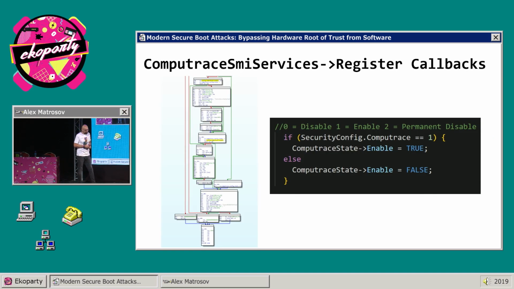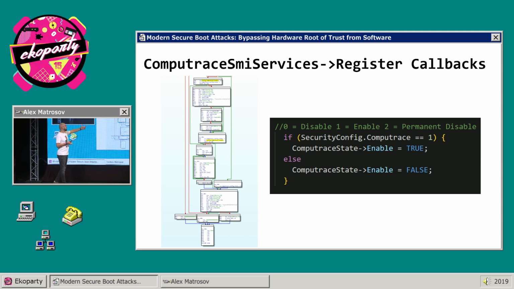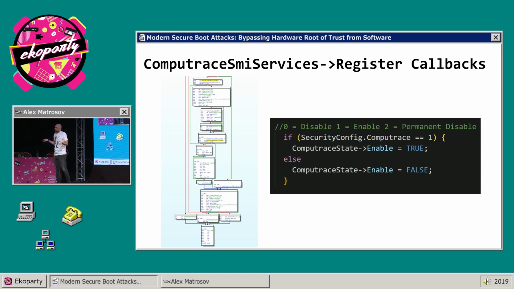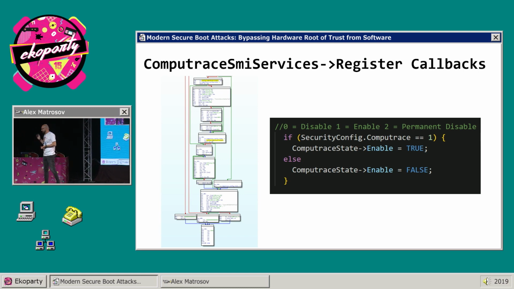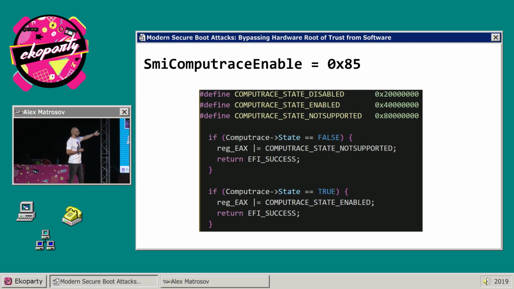And I was thinking, okay, but let's go back to the permanent disable option, because I want to understand how it works. Basically, after reconstruction, the assembly code is just: if secure config Computrace is true, then Computrace enable is active. If not, then it's disabled, false. Kind of funny for a permanent disable option, right?